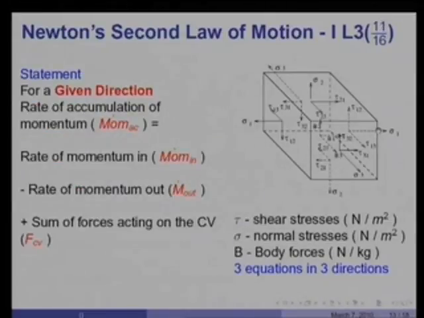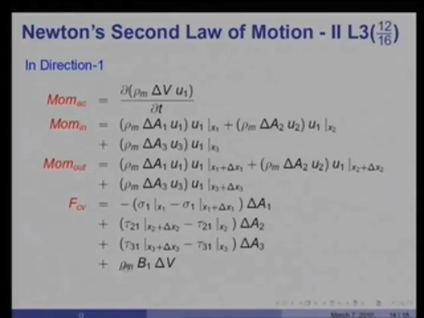in the external direction, which acts on the control volume as a whole, is written as rho m into delta V, which is the mass of the control volume, multiplied by B1, meaning thereby that B1 has units of newtons per kilogram, and therefore it has been multiplied by rho m into delta V. Stresses, on the other hand, have units of newtons per meter square, and therefore are multiplied by areas A1, A2. So in other words, the unit of each term here is simply newtons, the force.